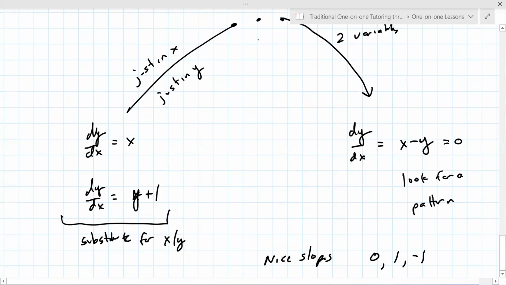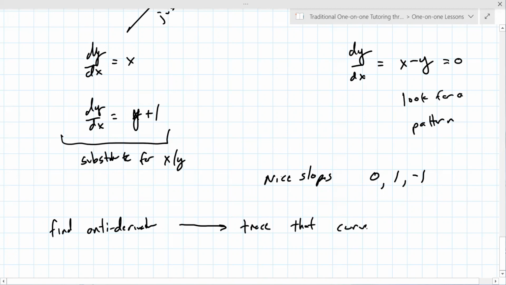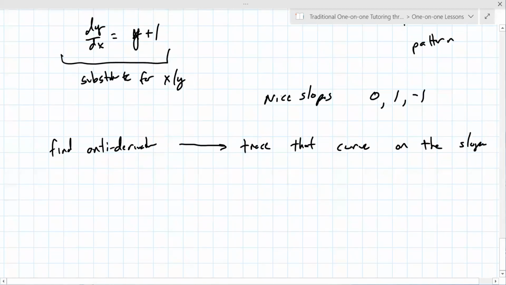Another option also is to find antiderivatives. That's another technique that we talked about. Do you want to do any of those? So you find the antiderivative and then what? You have to then trace that curve on the slope field and see if it matches. But I wouldn't probably know what it looks like. Right. Let me just give you one example like that, and then we can move on, if I can find the slope field thing.